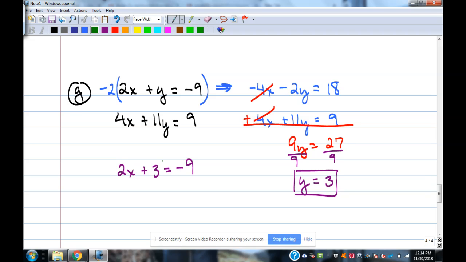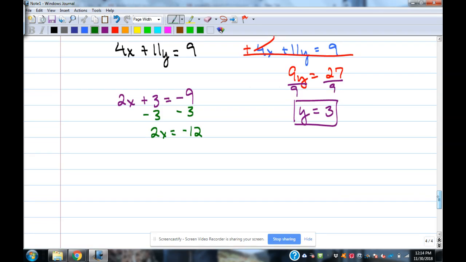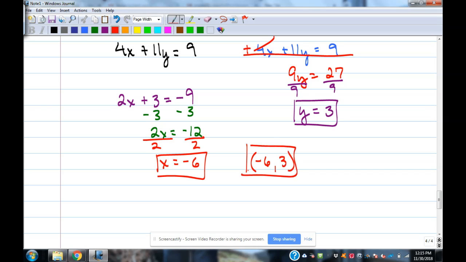What do we do first? Subtract the 3, right? That would be -12. Last step. Divide by 2. x is -6. Ordered pair. Okay.